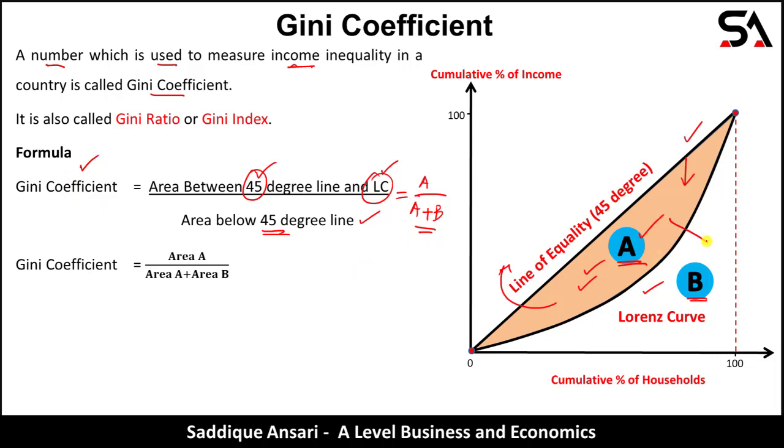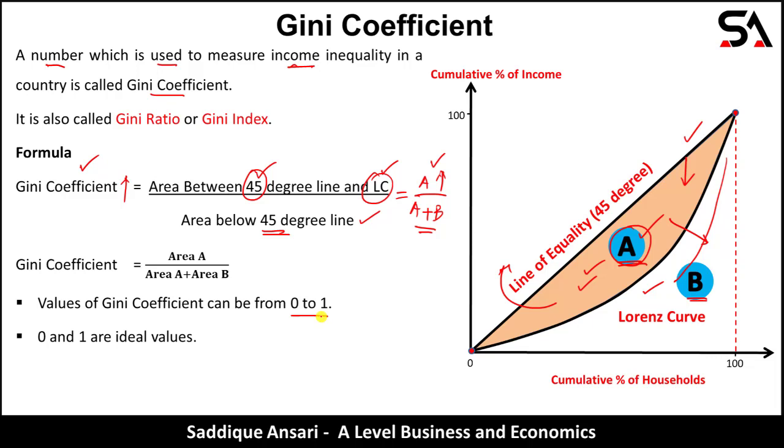If Lorenz curve will be away from 45-degree line, area A will be greater, but area A plus B will be the same. So due to increase in area A, Gini coefficient will have higher value if Lorenz curve is away from 45-degree line. So higher value of Gini coefficient shows higher income inequality in a country. Value of Gini coefficient can be from 0 to 1. 0 and 1 are ideal values.